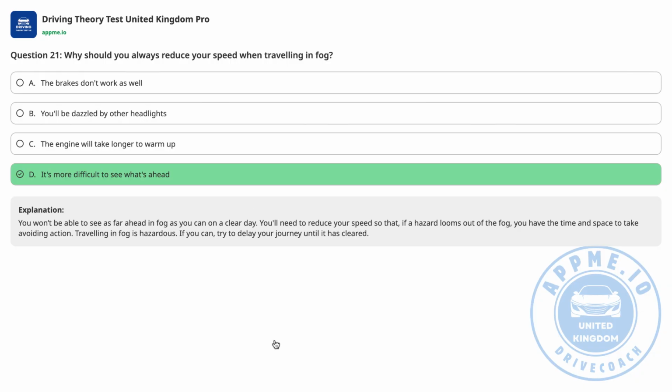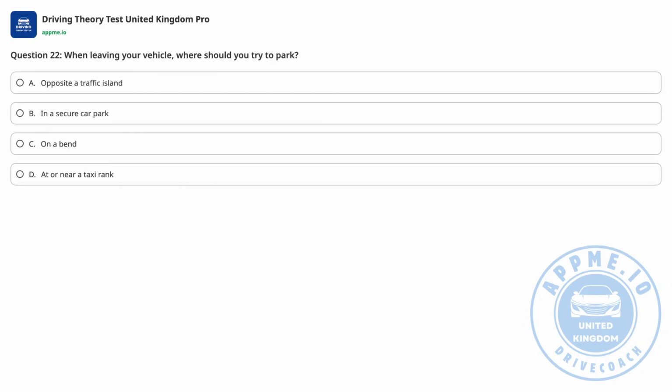The correct answer is D. Question 22. When leaving your vehicle, where should you try to park? A. Opposite a traffic island. B. In a secure car park. C. On a bend. D. At or near a taxi rank.